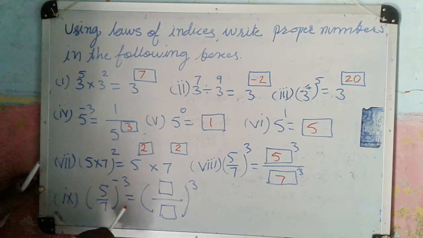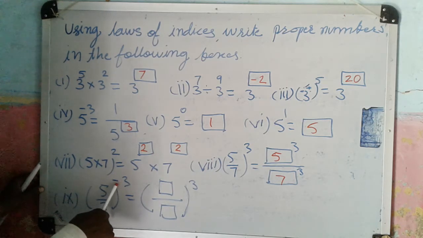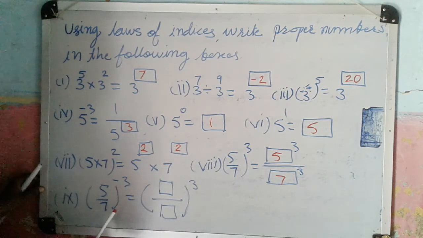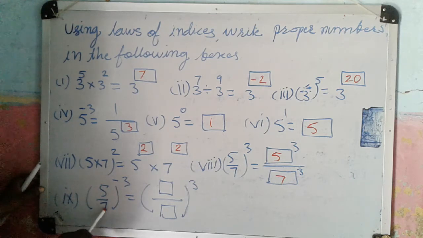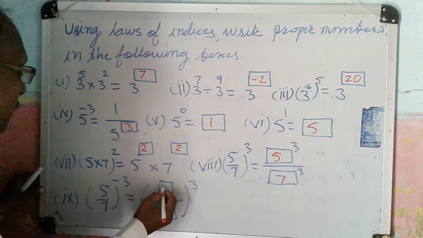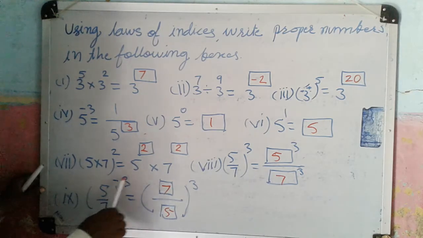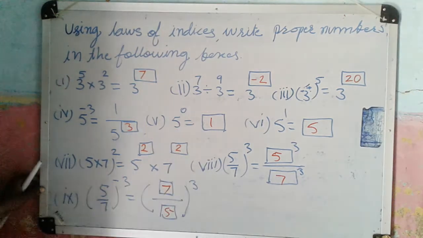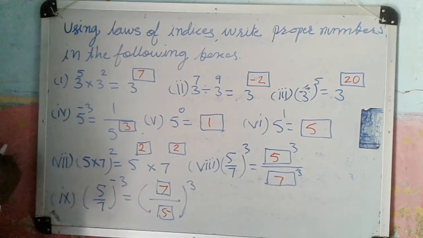So here, if you want to make this index positive, then take the inverse of the base. So here the base is 5 upon 7. Take the inverse of this, we get 7 upon 5. And here the index becomes positive from negative. In this way we can use the rules or laws of indices.